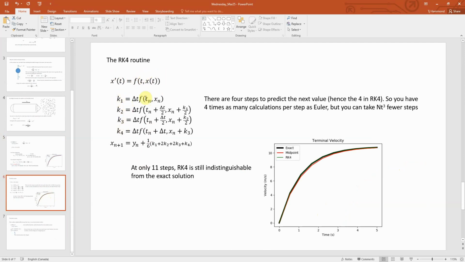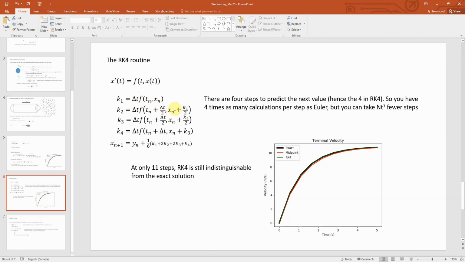So if you notice, this first integral is delta t times this function, and this function is this derivative. So that's exactly what Euler integration is, or the same thing as the first step in midpoint integration. We have k2, which is delta t times the function at 1/2 step in the future, and the second argument is going to be our current value plus 1/2 of k1, which we just calculated.